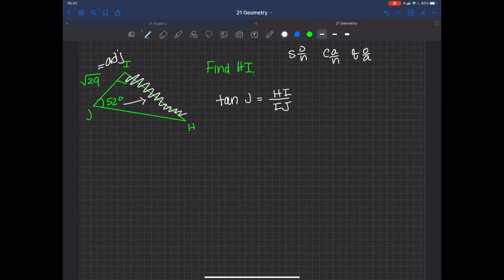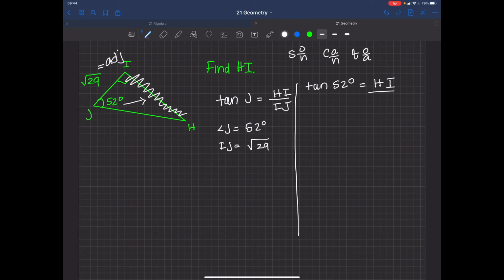Okay, so that means that angle J is equivalent to 52 degrees, and that means that IJ is equivalent to the square root of 29. So when I substitute, here's what I get. I get the tangent of 52 degrees is equivalent to HI divided by the square root of 29. I still want to go ahead and cross multiply. So when I cross multiply, I'm going to put tangent over 1.